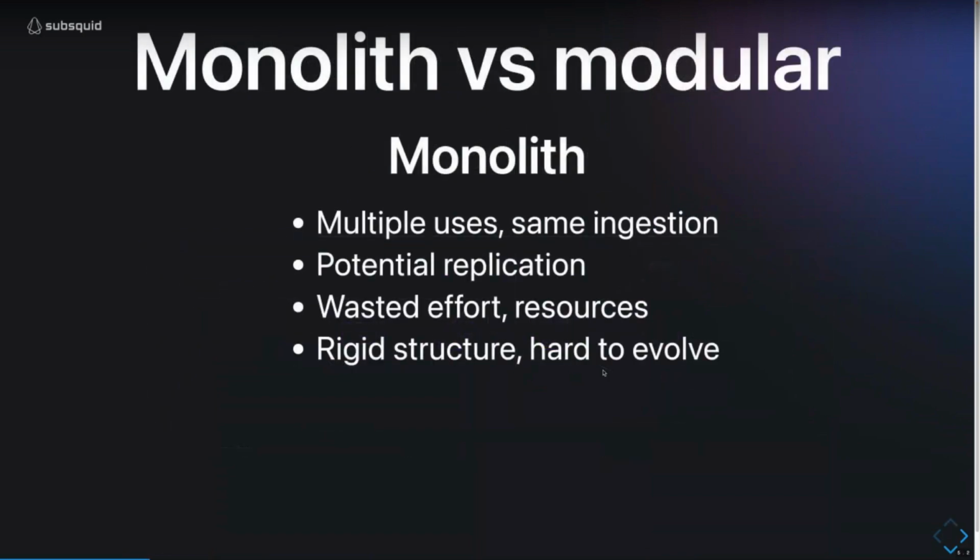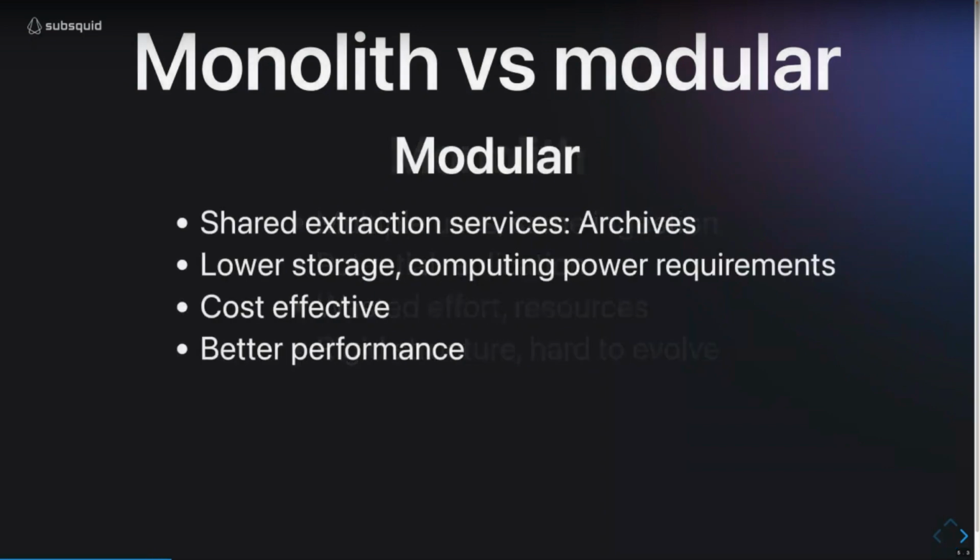We divided it into a modular structure because essentially, at least the ingestion part, is common for everyone. And so there's wasted effort because of replication. The structure is rigid, so you cannot evolve. And there's a lot of waste when you have to evolve the application, because you have to re-index and re-ingest every time. Whereas if you have a modular architecture, you can have a shared layer, which is what we call archives. And you lower the cost by lowering the storage and computing power requirements. And in the end, you have better performance.